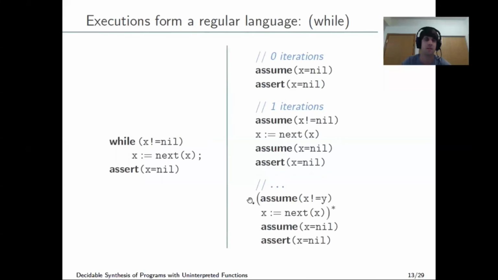Take another example, the while program on the left generates an infinite set of executions, one for never entering the loop, so assuming the guard is false, and then hitting the assertion after the loop, going through the loop body a single time, assuming the guard is true, body of the loop, assuming the guard is false, and the assertion. And we can write the full set of executions as a regular expression using Kleene star. So the point is, the set of executions for a given simple program is accepted by a finite word automaton.